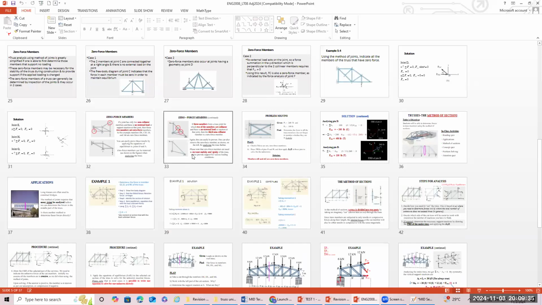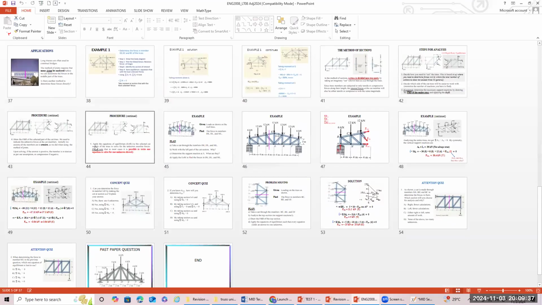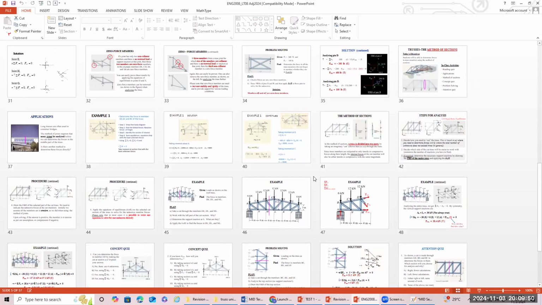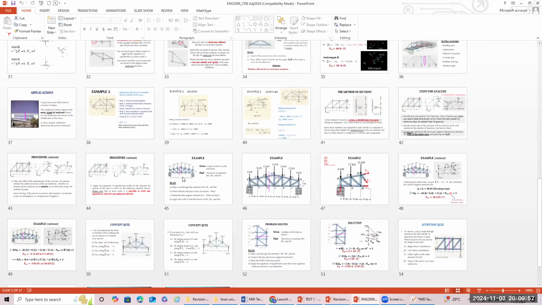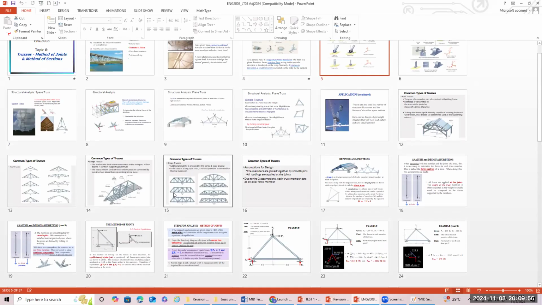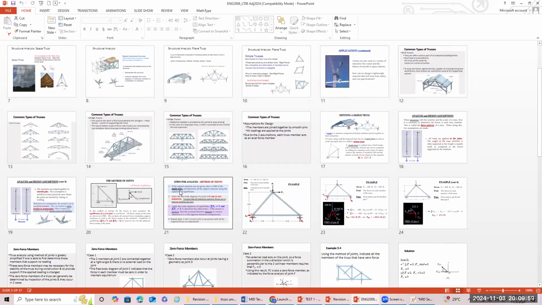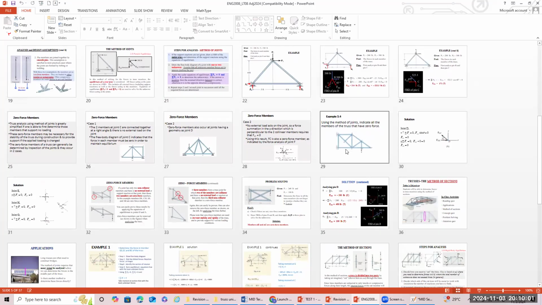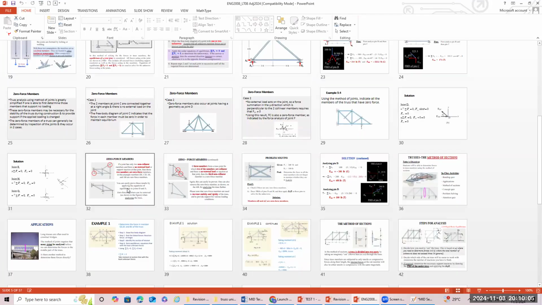We look at zero force, we look at method of joints. I just want to find one simple one here. Let me see if I find something with joints quickly. I want to find a joint problem because some of you don't understand how to use the joint method or you haven't practiced it yet. We would have done these simple ones in class.